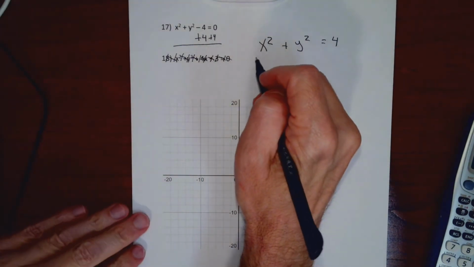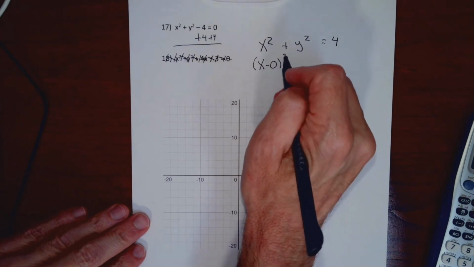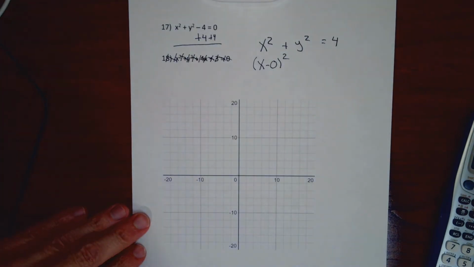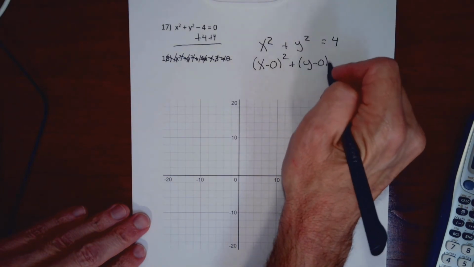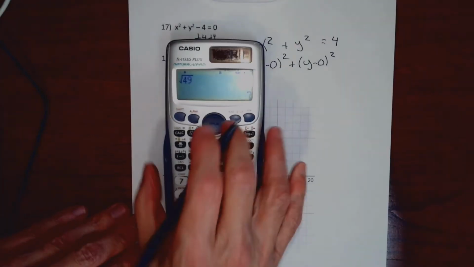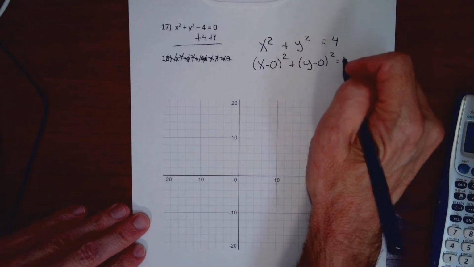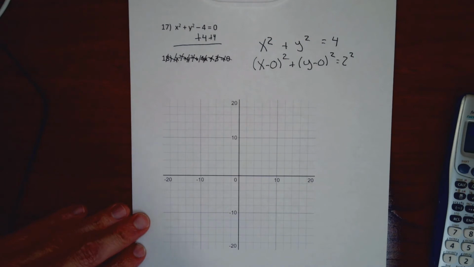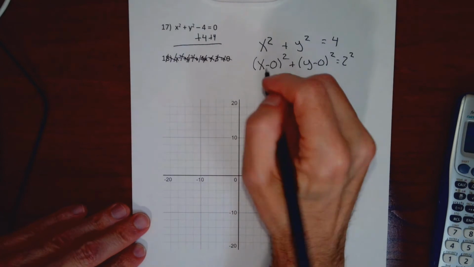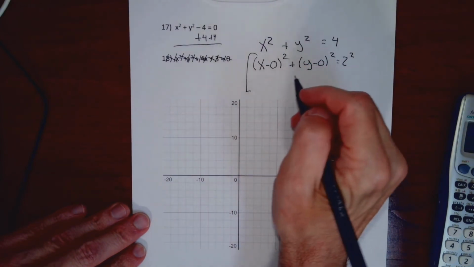I could actually just rewrite x squared as x minus 0 squared and get it in the form so I can pick off the x coordinate of the center. I can write the y as y minus 0 squared, and I can square root the 4 and get 2, and I can write that as 2 squared. This is actually it. This is the equation that's written in the form that I can pick off the radius and the center. So this would be a perfect answer for problem 17. That's the equation of the circle.